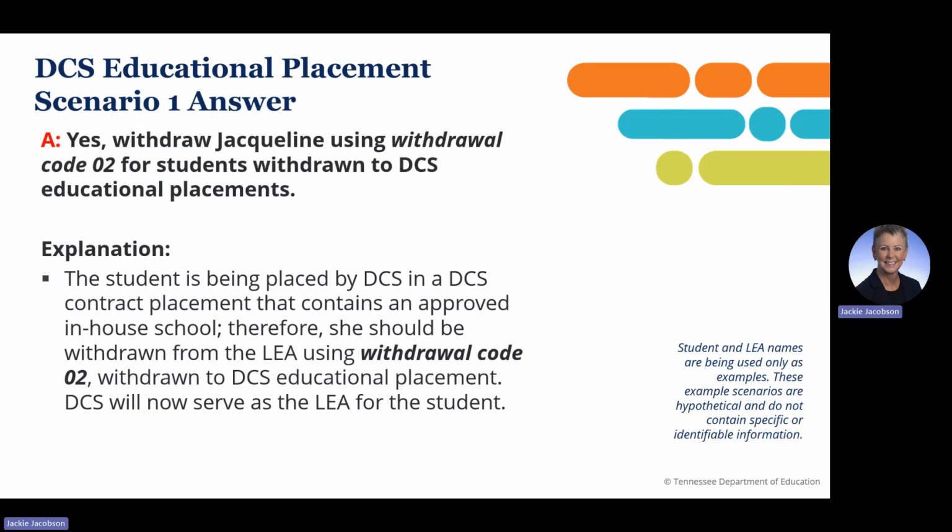If you answered A, you were correct. Withdraw Jacqueline using withdrawal code O2 for students withdrawn to DCS educational placements. Why is that? She was placed by DCS in a DCS contract placement that contains an approved in-house school. Therefore, she should be withdrawn from the LEA using withdrawal code O2, withdrawn to DCS educational placement. DCS will now serve as the LEA for Jacqueline.